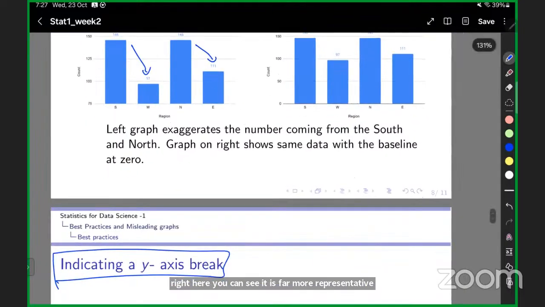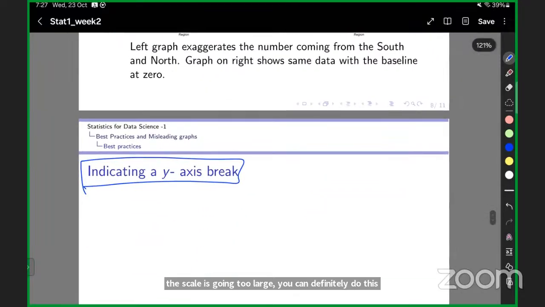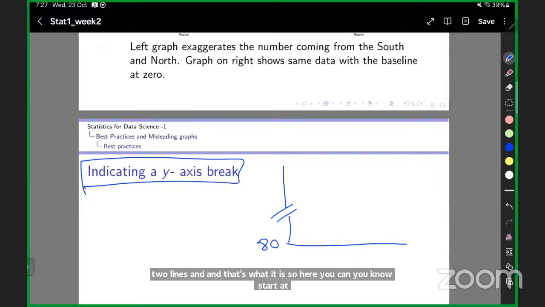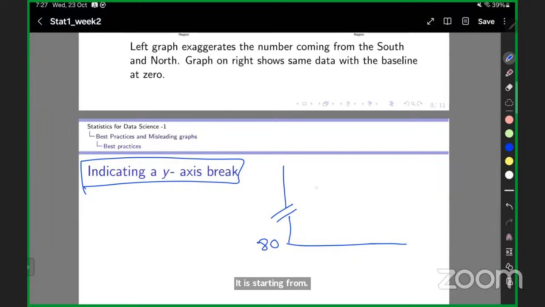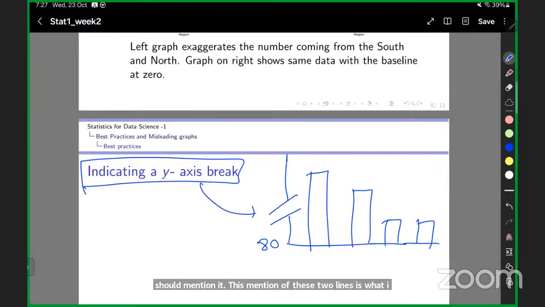If in some cases the scale is going too large, you can definitely represent a break in the y-axis. How do you do this? You represent it like this: you can write 2 lines, and that's what it is. So here you can indicate that the data is starting from 8. This is what you do when you have very large columns generally. Even if they are not, that's okay. You can do it, but you should mention it. This mention of 2 lines is what a y-axis break is. If you do that, then it's fine.